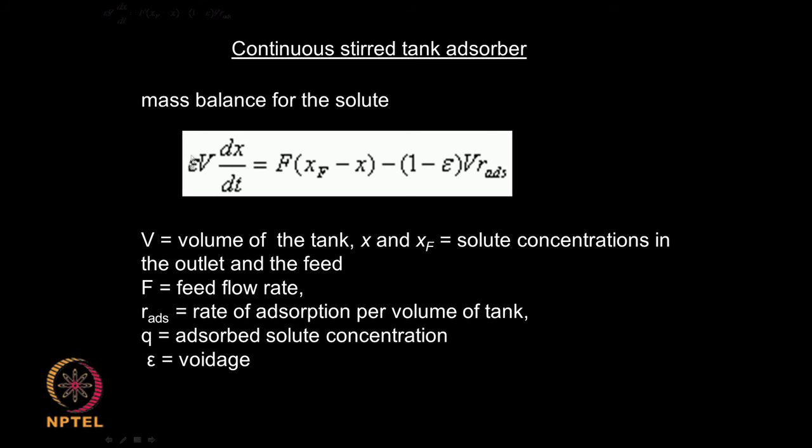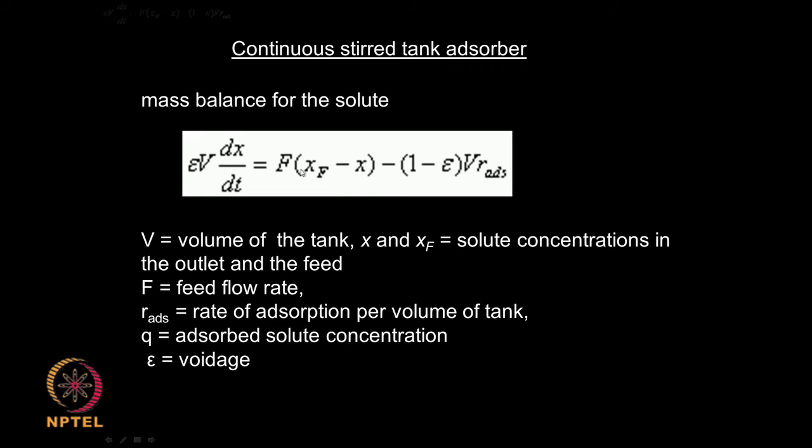Okay. So, the equations are much more complicated, do not get scared by this. On the left hand side we have how the concentration of the adsorbate changes with time, dx by dt. V is the volume, E is called the voidage of the adsorber. So, 1 minus E will be the amount of solids present, 1 minus E into V is the amount of solids present, E into V is the amount of liquid present inside the tank.